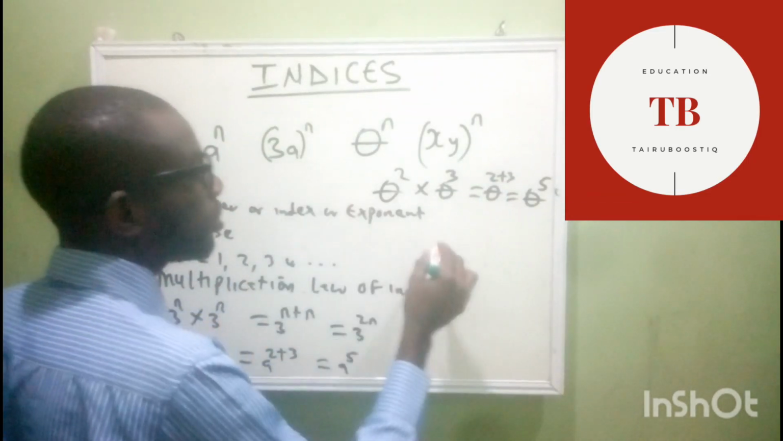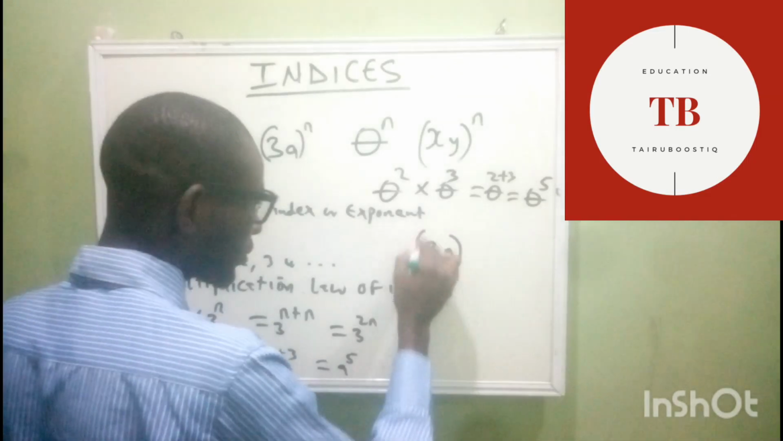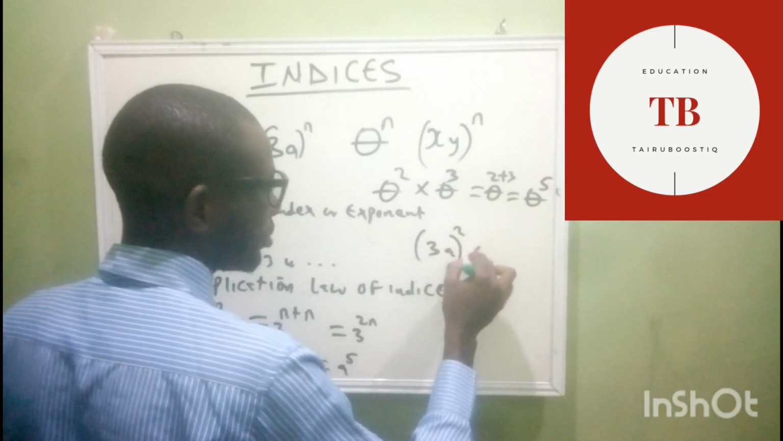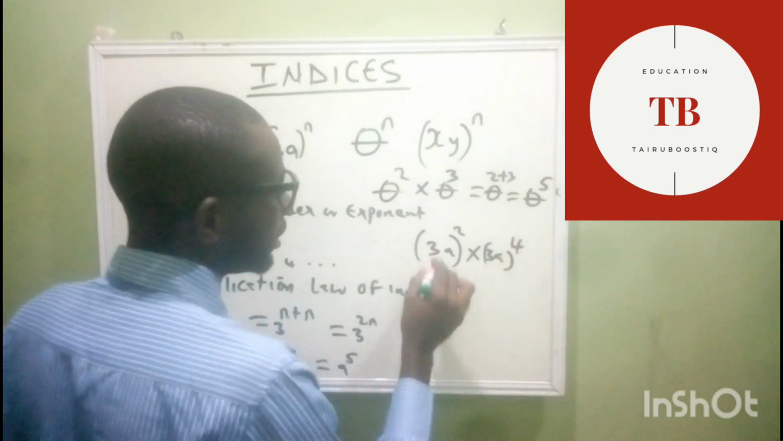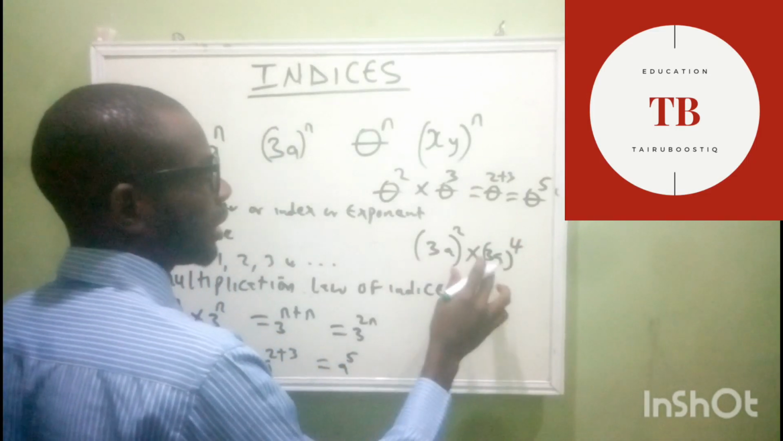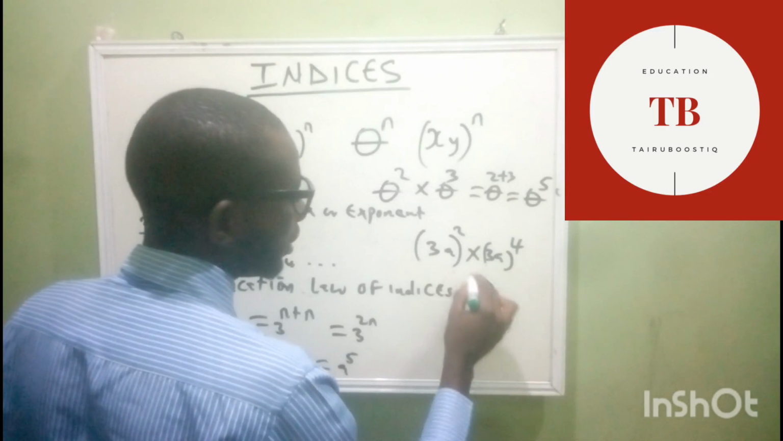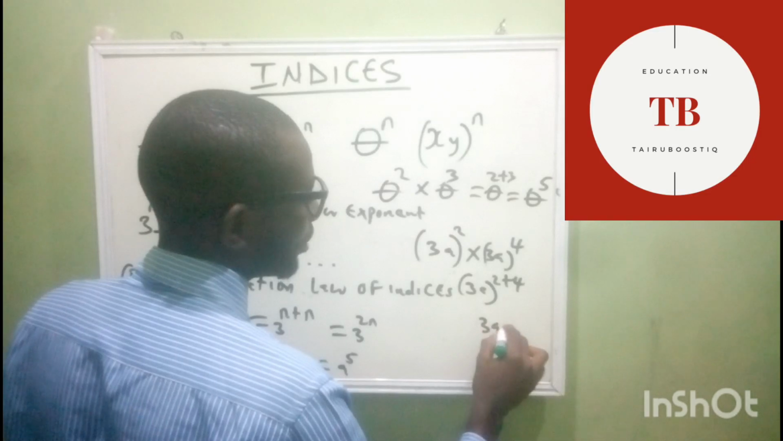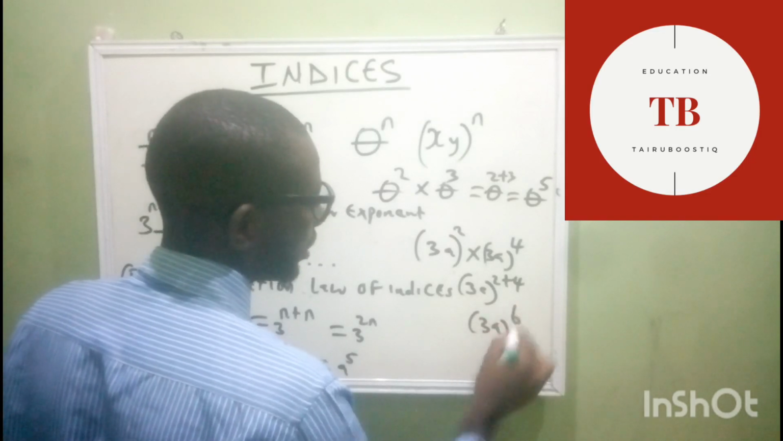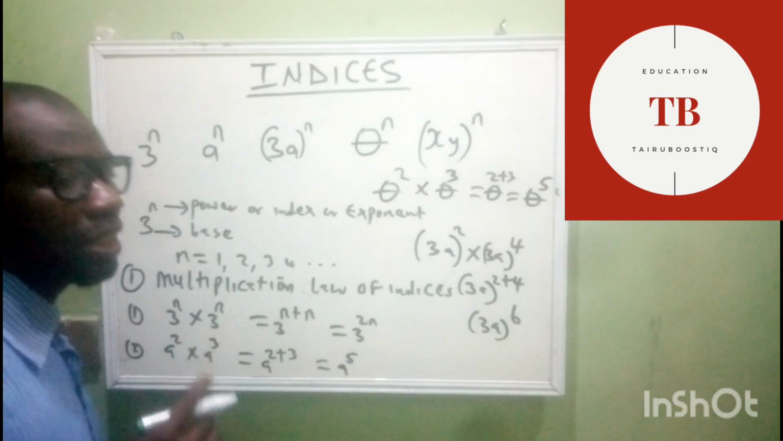And it can also be a combination of numbers and letters, such as 3a raised to power 2 times 3a raised to power 4. Since the bases are the same, 3a, we add the powers. We can now have 3a raised to power 2 plus 4, and our final answer is 3a raised to power 6. That is the concept of indices.